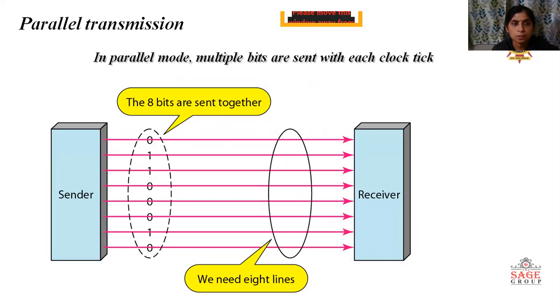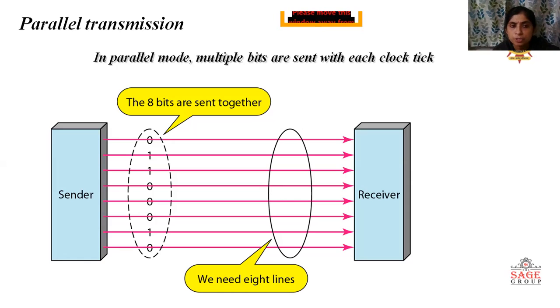This is the diagram of parallel transmission. As we know, communication is the transfer of information from one point to another point. Here, the two points are sender and receiver, and there is a communication medium in between. There are two types of transmission media, or channels: wireless and wired. Here we are taking the example of wired media.